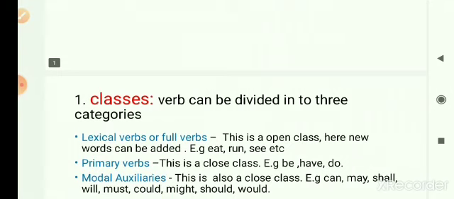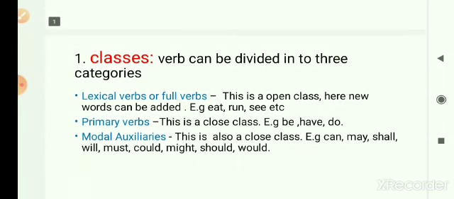Classes. As a part of speech, verb can be divided into three major classes or categories according to their function within the verb phrase. So you can see here there are three divisions or categories in classes: lexical verbs or full verbs, primary verb, or modal auxiliary.